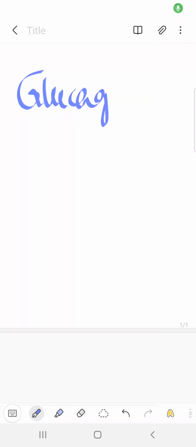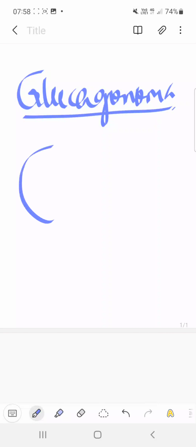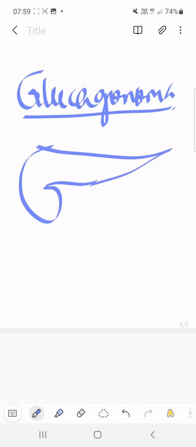So glucagonoma is actually a tumor. Mostly it is affecting the tail of the pancreas. Okay, it is affecting the tail of the pancreas. And you can remember that in glucagonoma there will be elevated blood sugar. So what occurs? Diabetes.